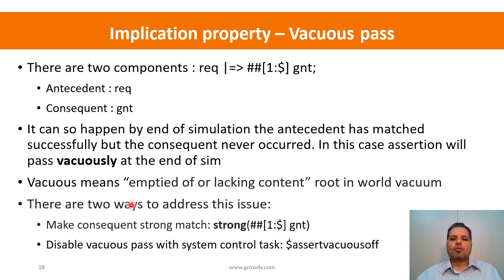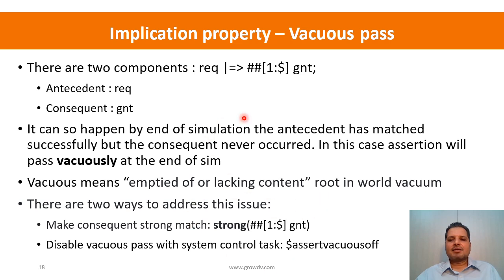Now there are two ways you can address this issue. There is an operator provided called strong. You can make your consequent strong, so that you can say request, non-overlapping implication operator, and you say strong of consequent, and then the simulator will not give you a vacuous pass on this type of property. Or you can disable the vacuous pass using assert vacuous pass as well.